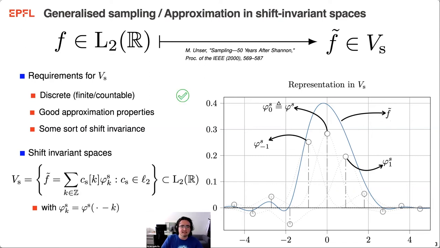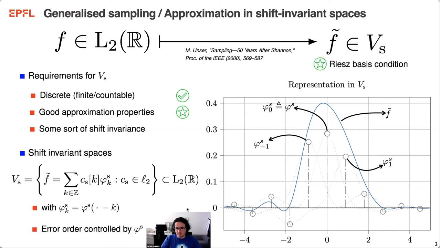So this has a discrete representation because there are the coefficients. It has good approximation properties as long as the basis functions we choose follow the Riesz basis condition. And it has some sort of shift invariance in the sense that if we shift everything by an integer, nothing changes, just the coefficients shift by an integer too. And the error order, so how small the error gets as we get a better and better discretization, is controlled by our choice of basis function.